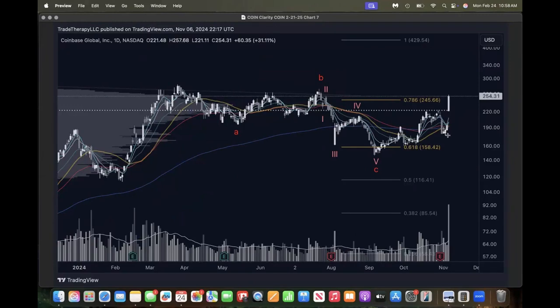We saw this impulsive structure really take off. And so at the conclusion here, there was a tremendous move to the upside. So we did see follow through in that.